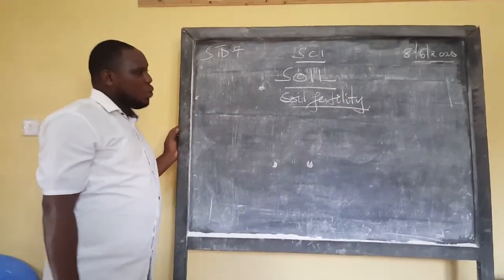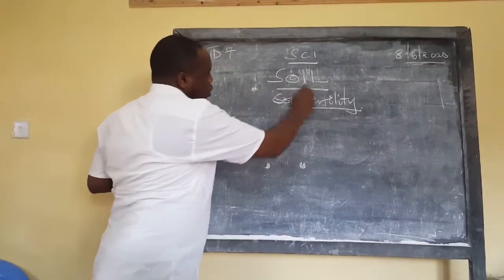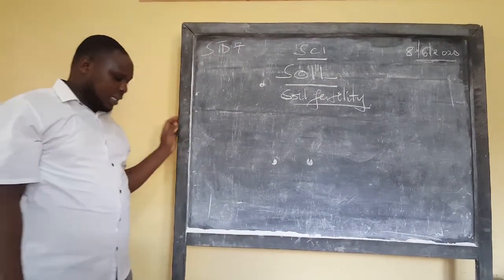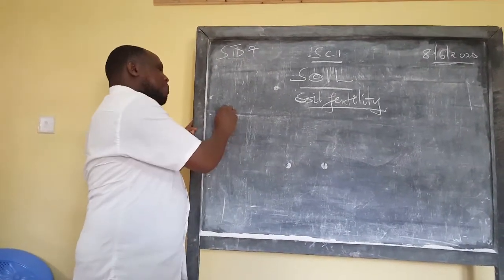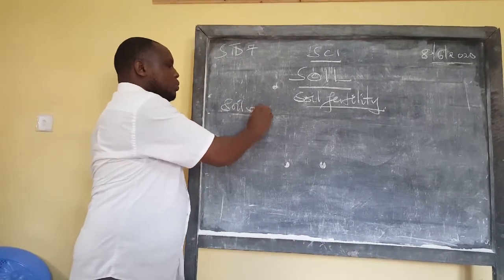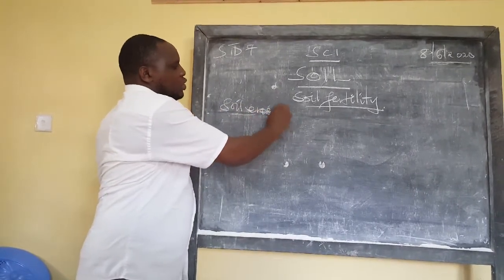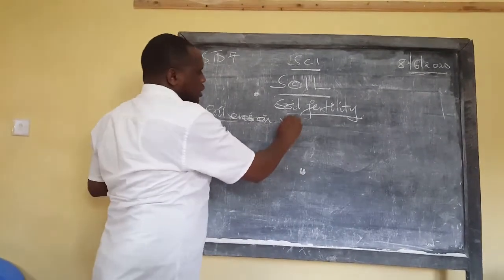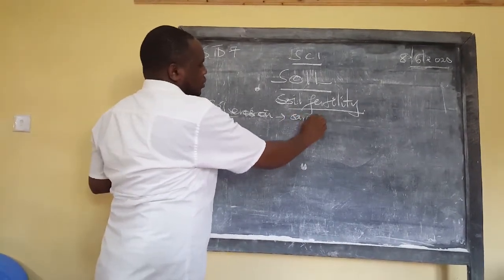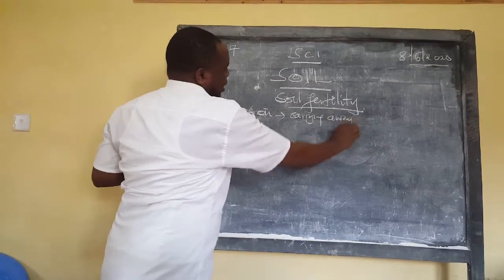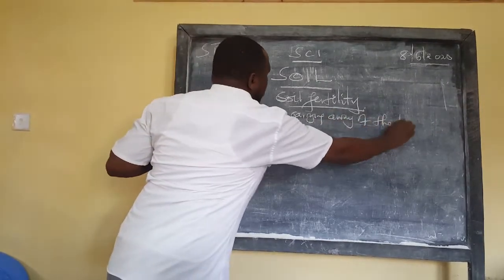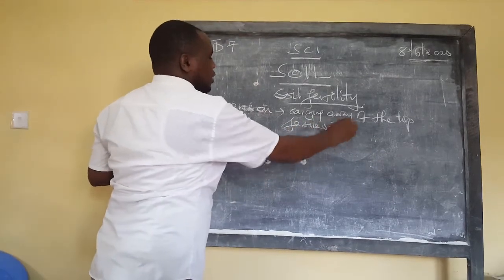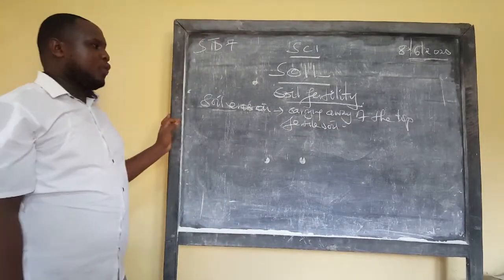I want to remind you of soil that we did in class, sometimes in class 6, where you talked about soil erosion. And in soil erosion, you said it's the carrying away of the top fertile soil.